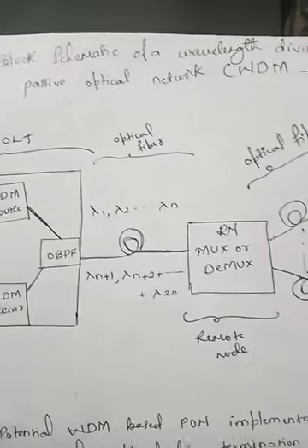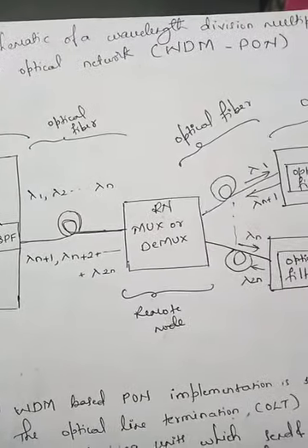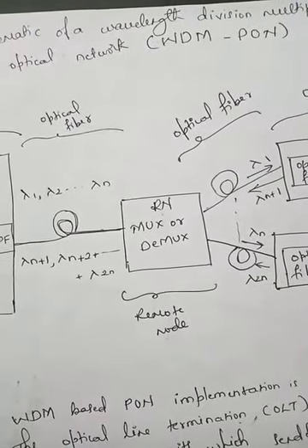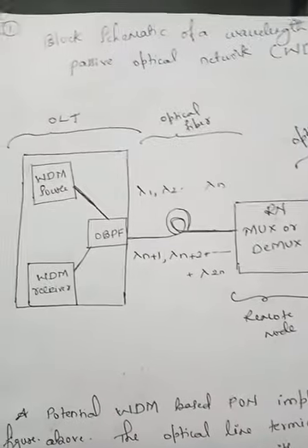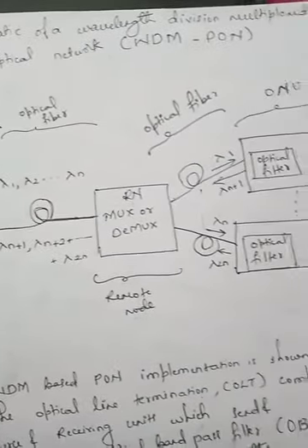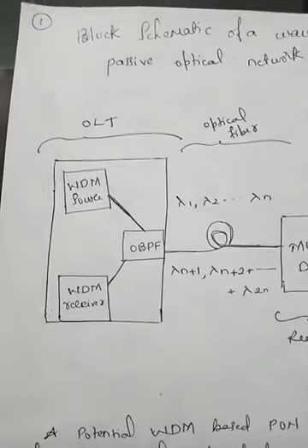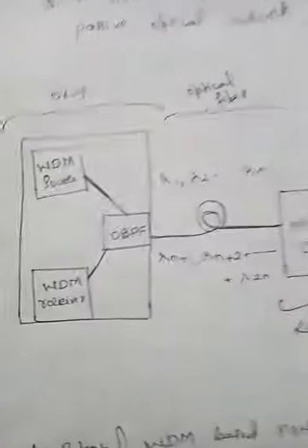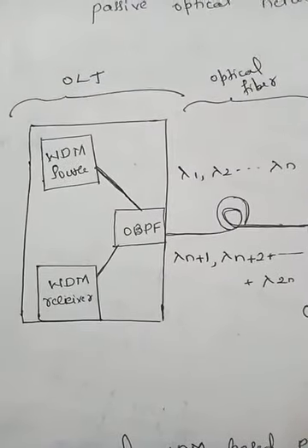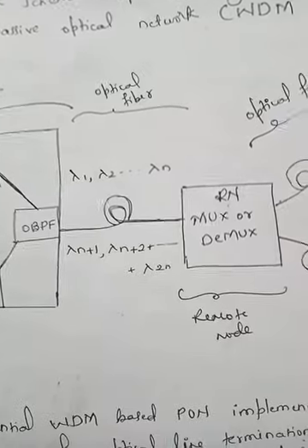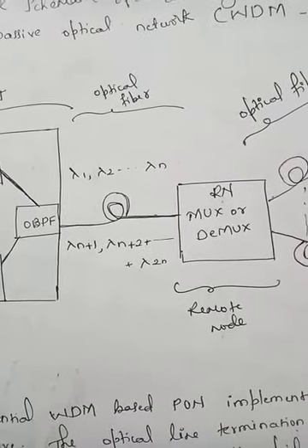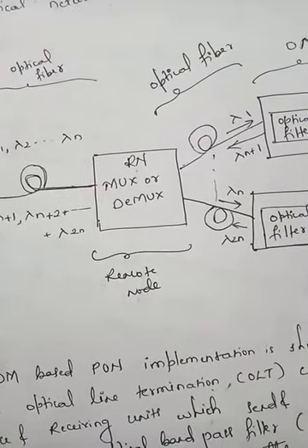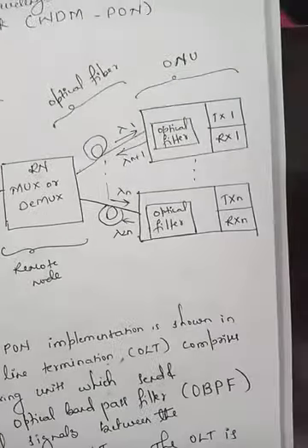Today I will be explaining WDM PON, LRPON and DWDM PON. This is the block schematic of a wavelength division multiplexed passive optical network, WDM PON. It consists of an OLT section, a single optical fiber transmission line which carries different wavelength signals, a remote node mux or demux, and then given to the ONUs.